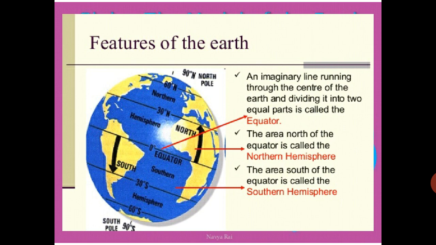The one imaginary line in the center of the earth divides the earth into two equal parts: the northern hemisphere and the southern hemisphere. The upper part is the northern hemisphere and the lower part is the southern hemisphere.